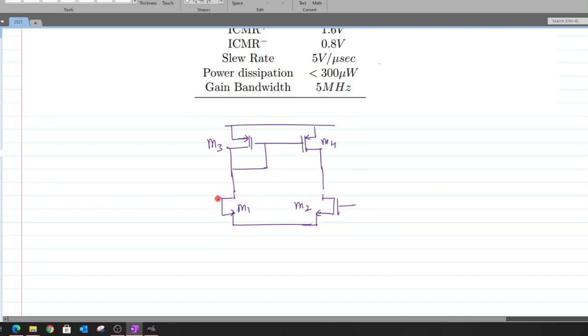Now we know that the sources are connected together for both M1 and M2, and that has to go to a tail current source. In this case, we are going to replace this tail current source with a transistor, built by making use of an NMOS transistor, and let me label this NMOS transistor as M5.